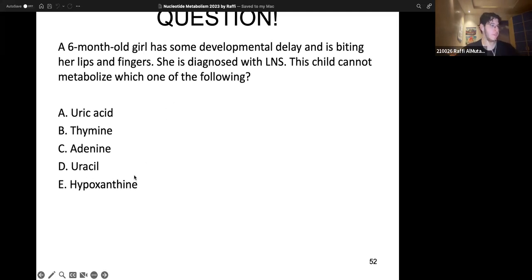For just 2 things to mention, I could flip this question, by the way. I don't have to mention that she's diagnosed with Lesch-Nyhan syndrome. I could say she has developmental delay and is biting her lips and fingers, and I could say that most likely she cannot metabolize which of the following. The only right option, when I said self-mutilating, is characteristic, at least in this context, for Lesch-Nyhan syndrome. So in Lesch-Nyhan, they don't have HGPRT, so they cannot metabolize hypoxanthine. I could also change this question up by putting guanine instead of hypoxanthine, and the answer would still be correct.